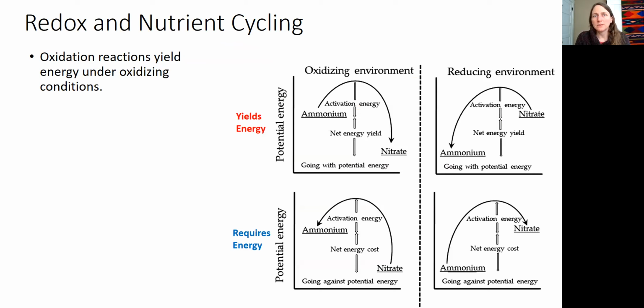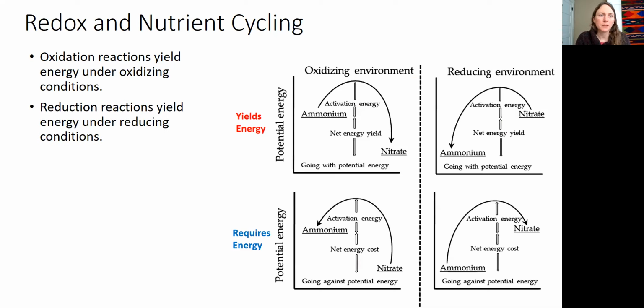So this is important. Redox is important in nutrient cycling because oxidation reactions yield energy under oxidizing conditions. Reduction reactions yield energy under reducing conditions. And so if we have an oxidizing environment and we want to take ammonium and turn it into nitrate, we can yield energy. There are organisms that do this work and they make energy for themselves, and that's going with potential energy. In a reducing environment, an organism might take nitrate and convert it into ammonium, and that will yield energy. And that will also be going with potential energy. So the top 2 yield energy.